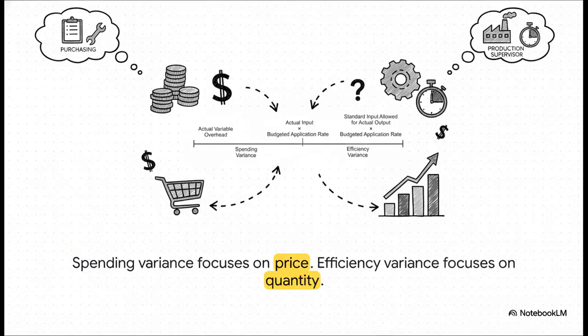So here's the really crucial takeaway. The total variable overhead variance is made up of these 2 completely separate stories. The spending variance tells you about your prices. The efficiency variance tells you about your productivity. By splitting them up, a manager knows exactly who to talk to. Do you go to the purchasing department about costs, or do you head to the production supervisor to talk about operations?